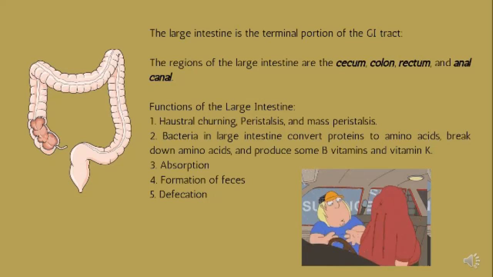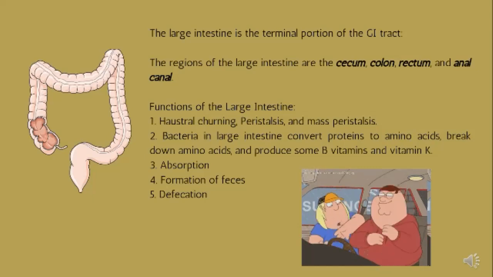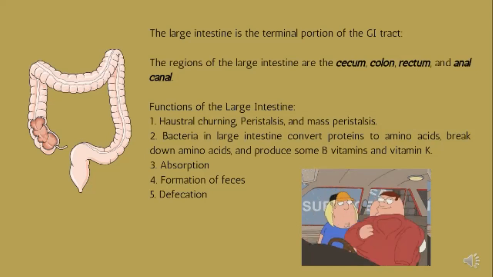First, haustral churning, peristalsis, and mass peristalsis drive contents of the colon into the rectum. Second, bacteria in the large intestine convert proteins to amino acids, break down amino acids, and produce some B vitamins and vitamin K. Third one is the absorption of some water, ions, and vitamins. And fourth one is the formation of feces. And the last one is defecation, or emptying the rectum.